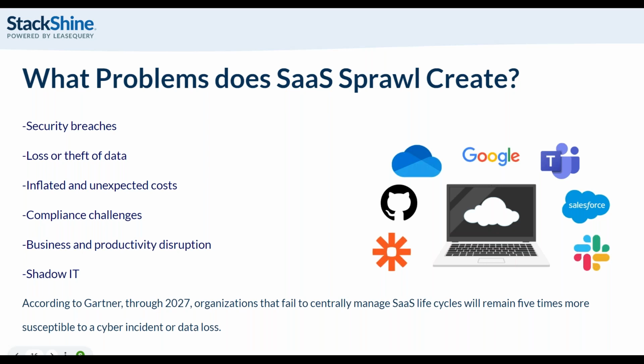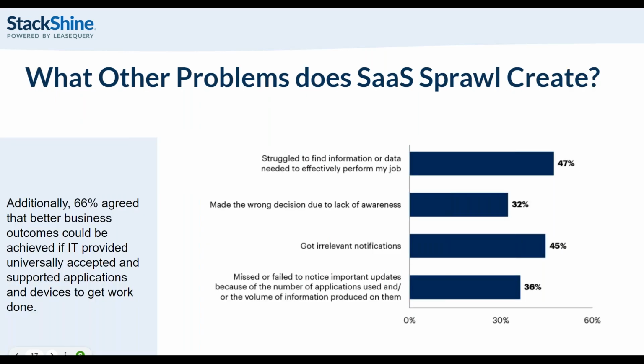And according to Gartner, through 2027, organizations that fail to centrally manage their SaaS lifecycles will remain 5 times more susceptible to a cyber incident or data loss. So don't want that to be you. So what other problems does SaaS sprawl create?